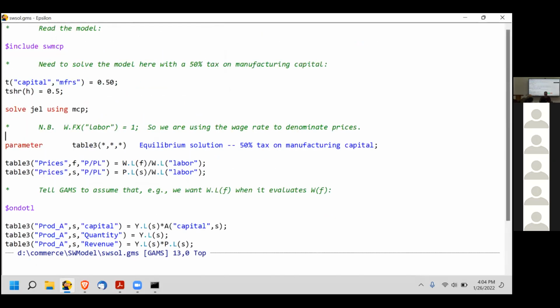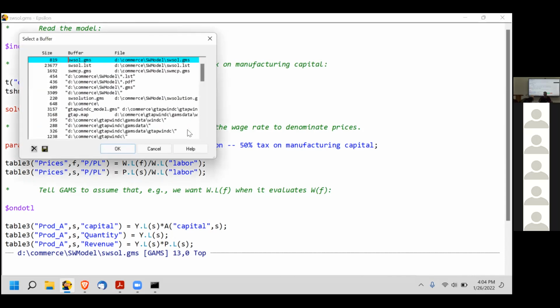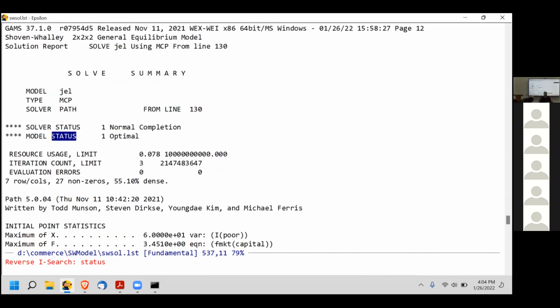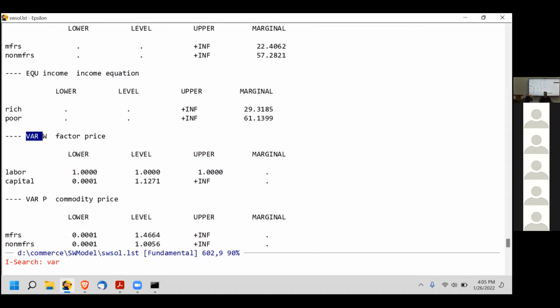So what I did is I put T of capital in the MFR equal to 0.5. I have that. I have T share of H equal to 0.5. Got that. And then I say solve gel using MC. Yeah, I got that. Let's look at the solution listing coming back, status. If I look at status, var W, I get 1.1271.